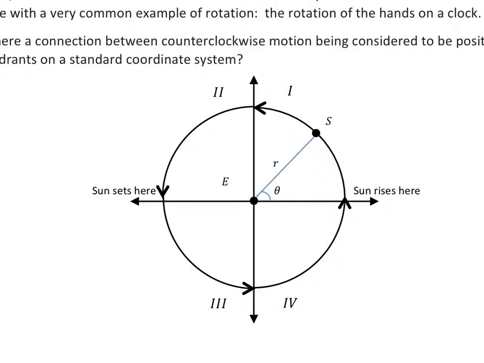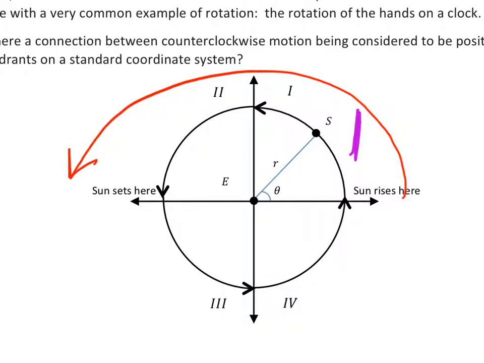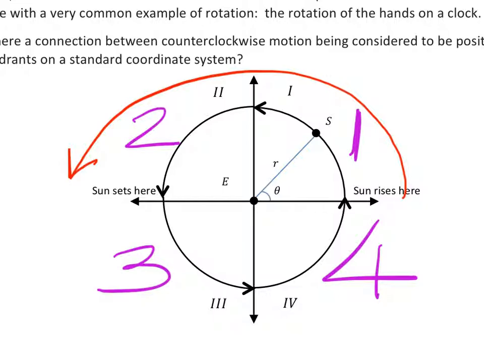So take a look at this. If this is considered the positive direction in math, remember that on the XY coordinate plane, this is quadrant 1, this is 2, this is 3, and this is 4. That is why it was named that way.